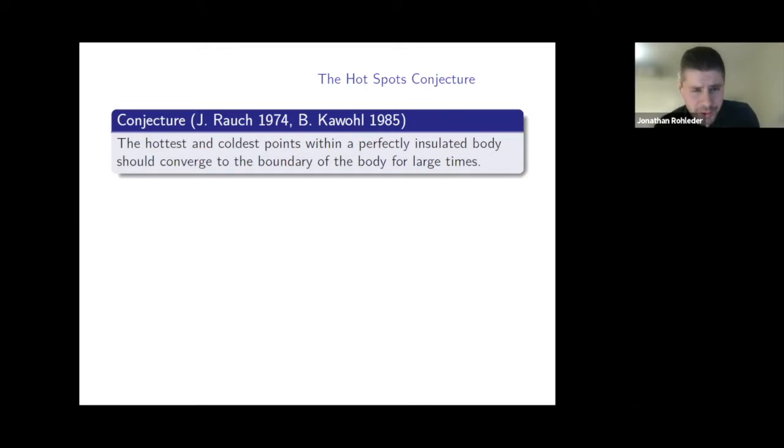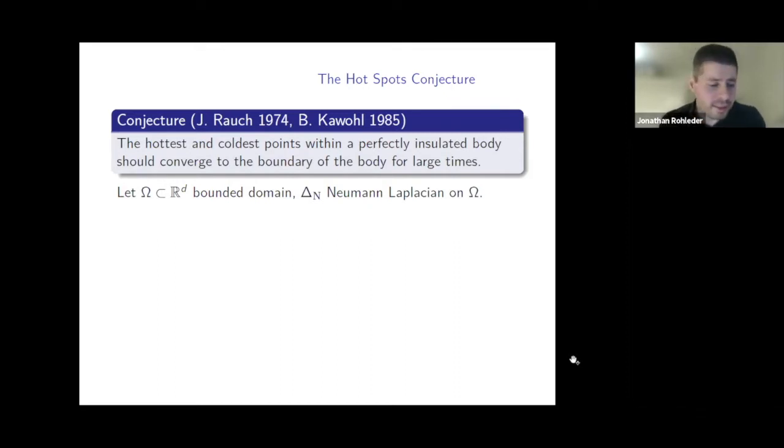And the question is, what does this mean mathematically at all? So it looks like something related to the heat equation, and we are talking about a perfectly insulated body. So in principle, we may model this body by some domain in R^d, and we would like to look at the heat equation. Perfectly insulated would probably mean that we look at Neumann boundary conditions, so that the flux through the surface is 0.